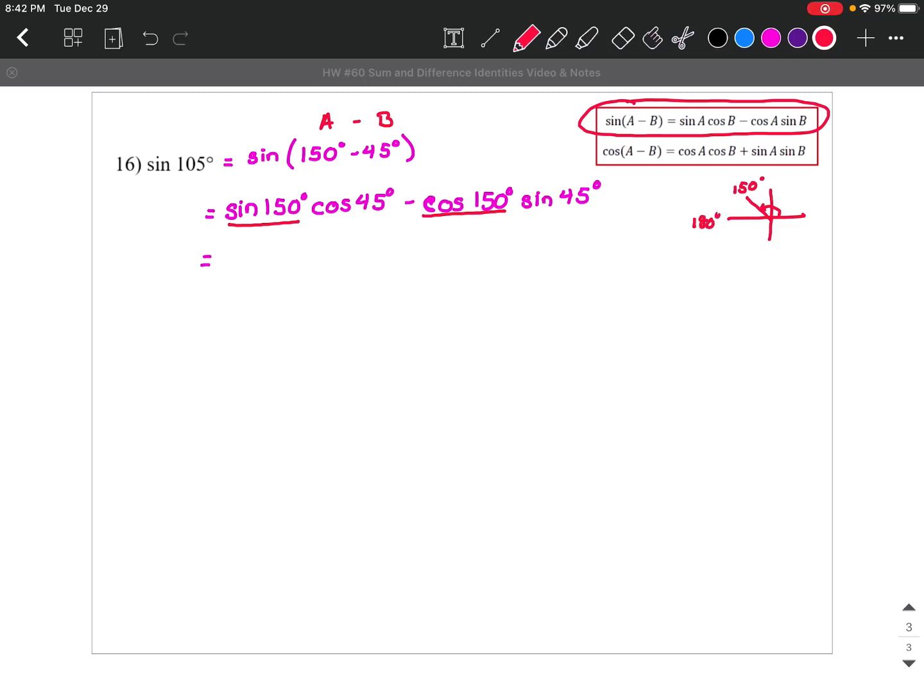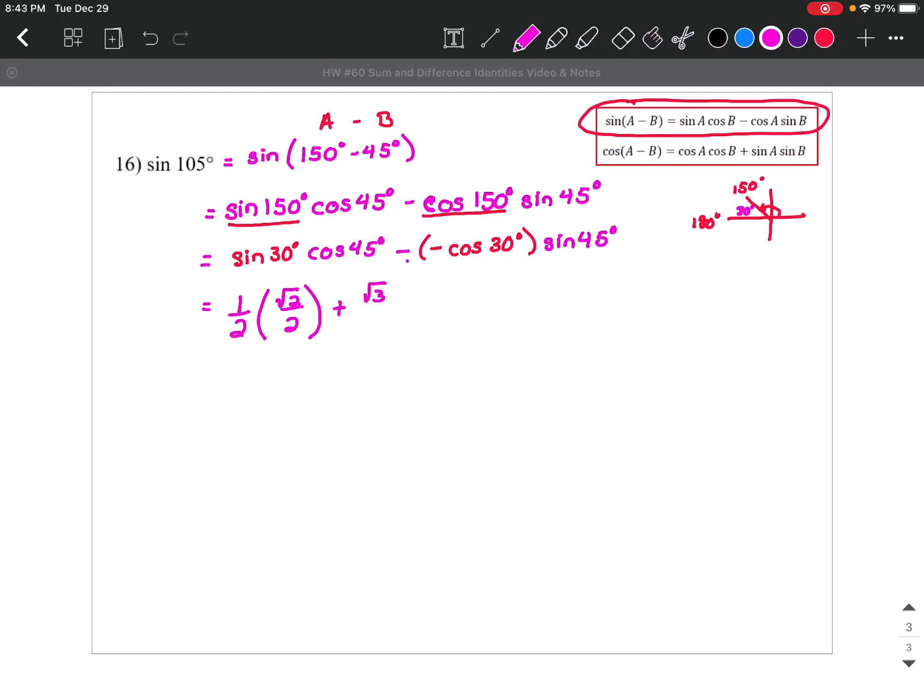It's got a reference angle of 30 degrees. And sine is positive in the second quadrant with a reference angle of 30 degrees. I'm going to keep my cosine of 45 degrees minus, now this cosine is negative in the second quadrant and the reference angle is still 30 degrees. And we keep the sine of 45 degrees. Now it's our values. The sine of 30 degrees is 1/2. The cosine of 45 degrees is radical 2 over 2. I have two negatives, becomes a positive.